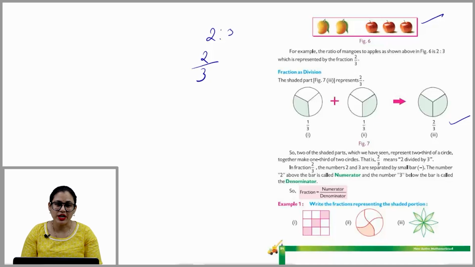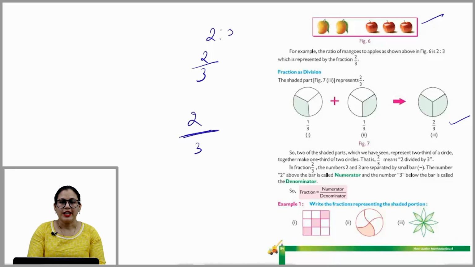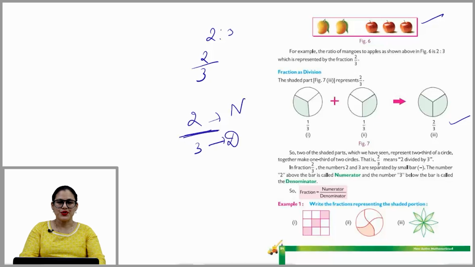In fraction 2 by 3, the numbers 2 and 3 are separated by a small bar. The number 2 above the bar is the numerator and the number 3 below the bar is the denominator. So a fraction is numerator upon denominator.